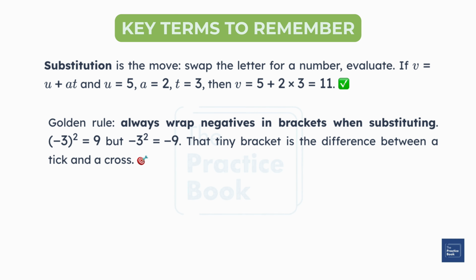The golden rule is, always wrap negatives in brackets when substituting. Negative 3 squared is different from negative, open bracket, 3, close bracket, squared. Open bracket, negative 3, close bracket, squared, equals 9. But negative 3 squared equals negative 9. That tiny bracket is the difference between a tick and a cross.